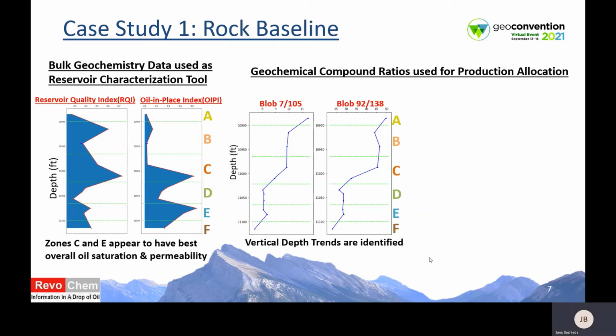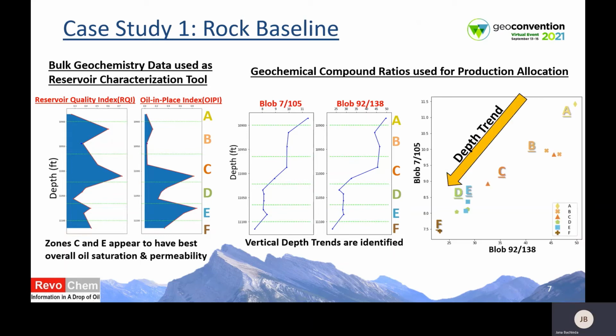Another way to look at the vertical depth trends is through a cross plot. So we're looking at the same 4 compounds in this cross plot, and we can easily identify that the oils in formation A, B, C, D, E, and F can be chemically separated.